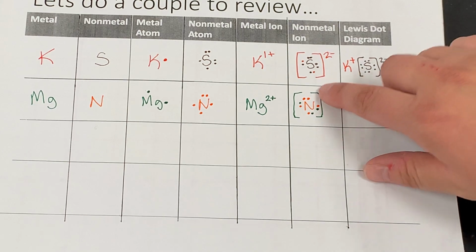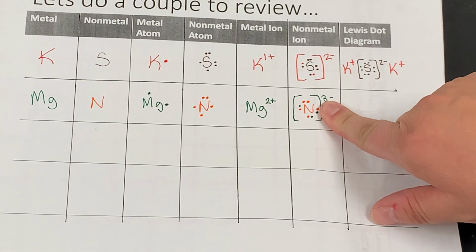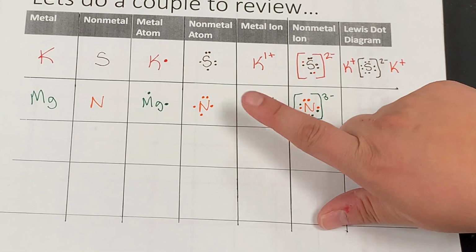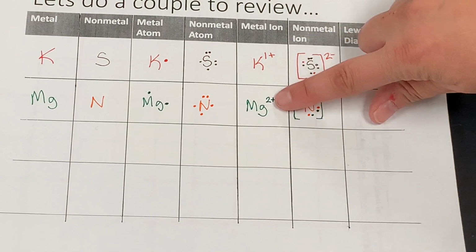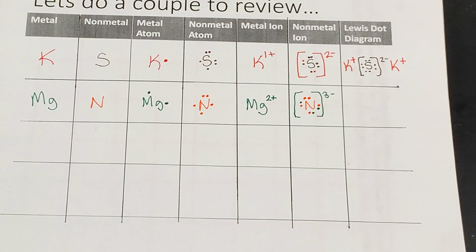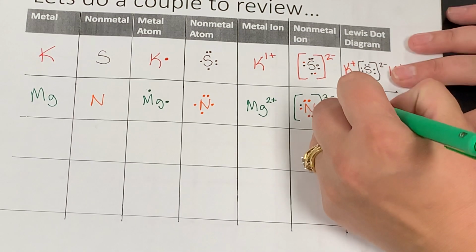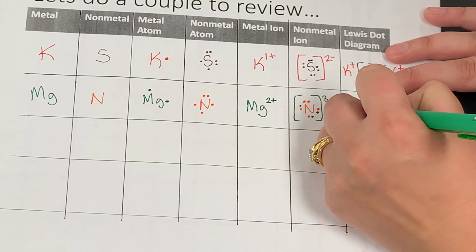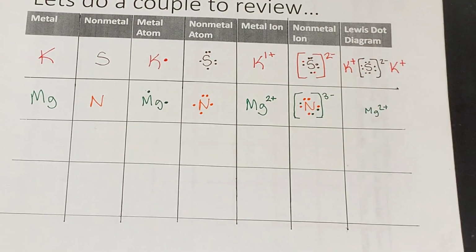Okay, so now when I crisscross this, nitrogen had a charge of 3. That means I'm going to need a total of 3 magnesiums. Magnesium had a charge of 2. That means I'm going to need a total of 2 nitrogen ions. So I'm going to start with a magnesium in the middle, and I'm going to do this a little smaller because I know I've got a lot of ions to put on here.